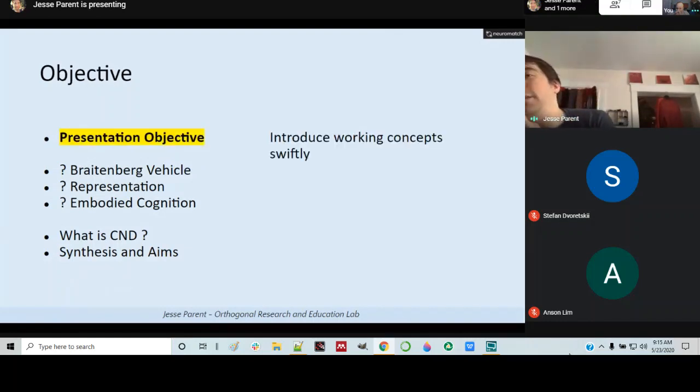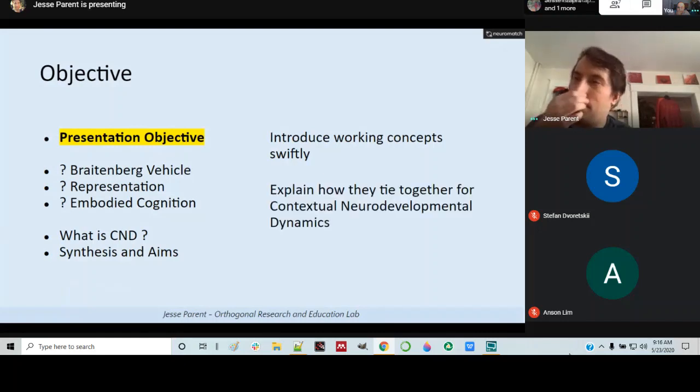To go into the objective of this presentation, 10 or 12 minutes isn't really a lot of time. There's a bunch of stuff I want to talk about, but how do I do this in a very rough and ready way that leads people to a place where they understand what it is? In one sense it's very simple, but in another sense, it's important to have certain context and background to it. So: introducing the working concepts, explaining how they tie together into so-called contextual neurodevelopmental dynamics, and what the motivation is for all of that.